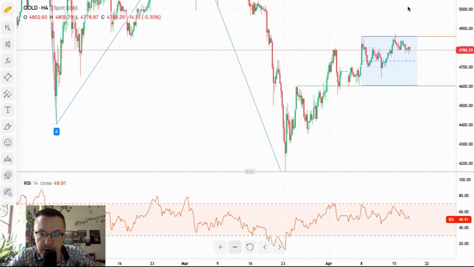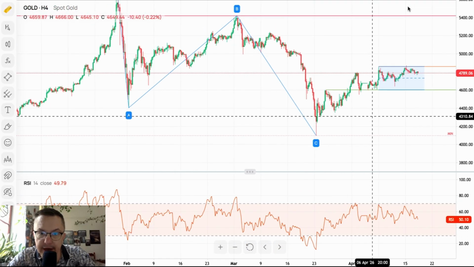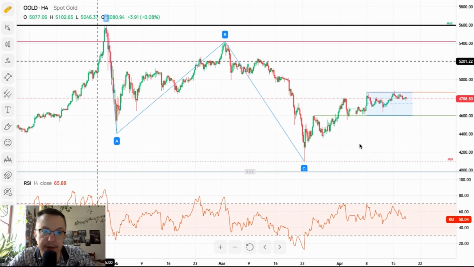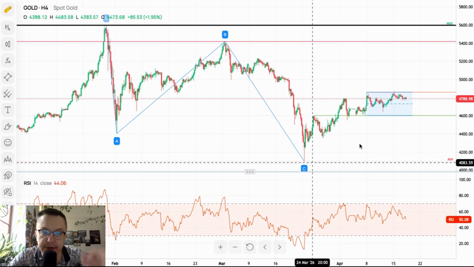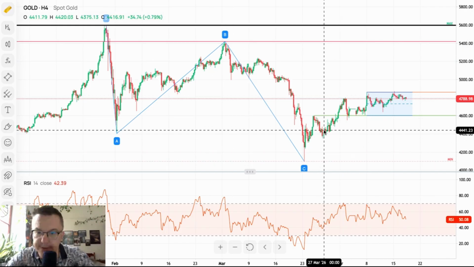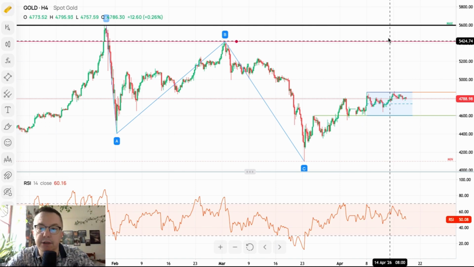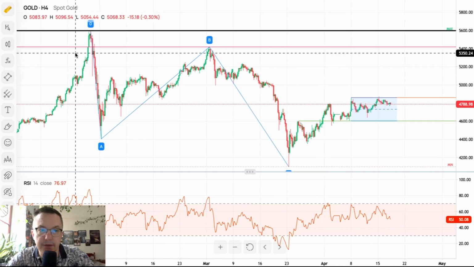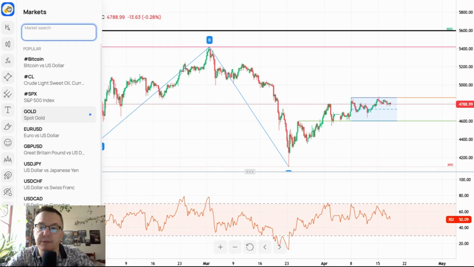However, if we take a look from the bigger point of view, we can see the ABC to the downside might be completed. Impulsive, corrective, impulsive, ABC 5-3-5 zigzag. Now it starts to look like a connector. So maybe this is not the end of the correction on gold, but we need to wait for a breakout out of this blue consolidation zone.